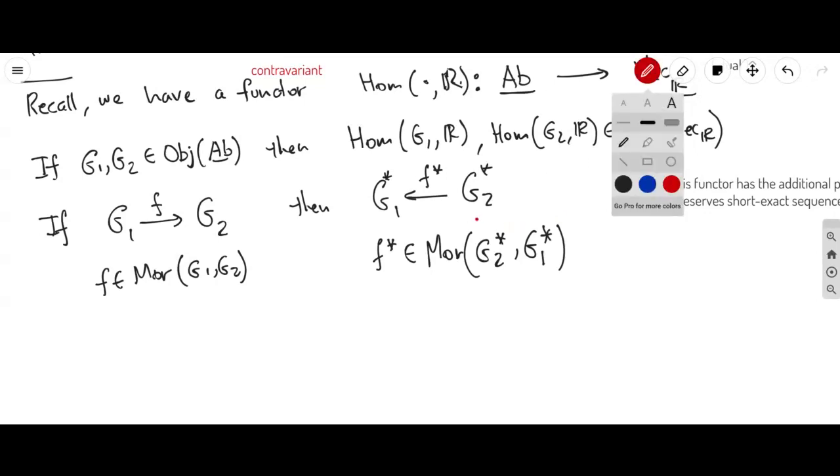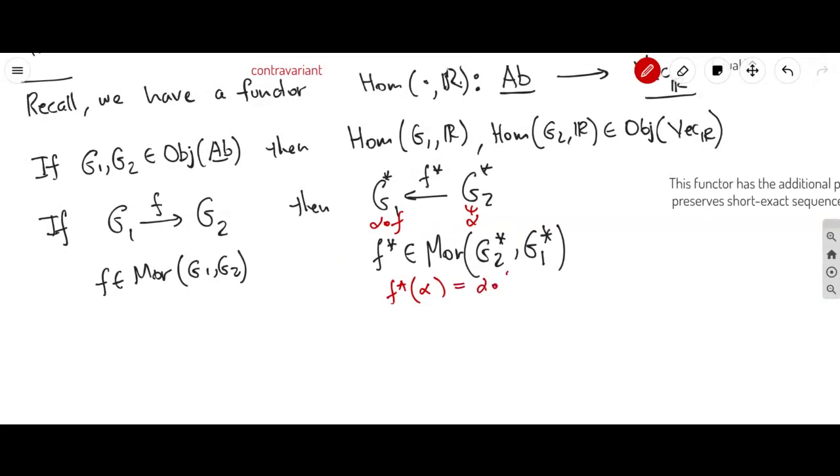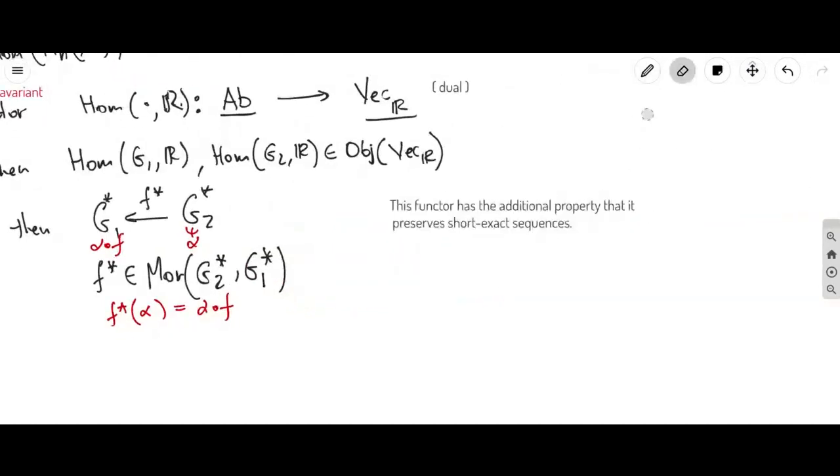So if you have an element, let's say alpha in here, then the way you get over there is by composition. So it's alpha composed with F. It's just a question of where you put the composition. So basically you're saying F star applied to alpha is alpha composed F. They get interchanged because it's a contravariant functor. And this should make sense because alpha is a map from G2 into the reals, and F is a map from G1 into G2. So when you do the composition, you get a homomorphism from G1 into the reals. So this is the dualizing functor, and it happens to preserve short exact sequences.